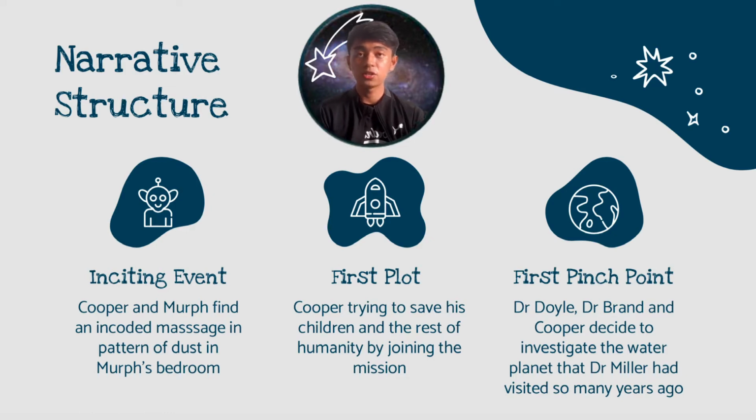During this event, Joseph Cooper and his daughter find an encoded message in a pattern of dust in Murphy's bedroom. Cooper decodes the message and it leads to a NASA secret base. When they arrive at the base, they are apprehended by Dr. John Brand's team. Brand reveals NASA's plan to save humanity by leaving Earth.